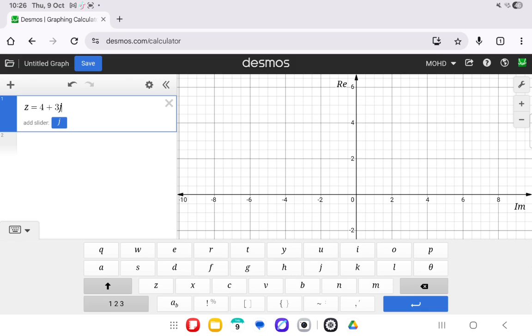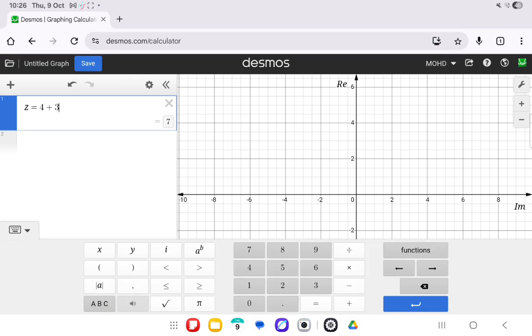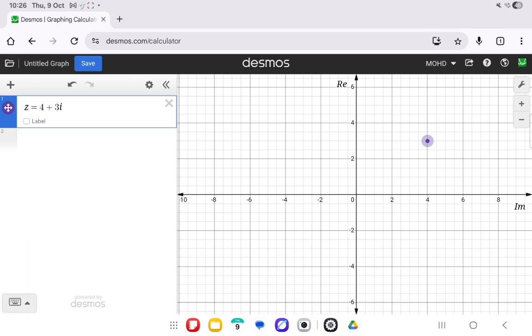As you can see, it doesn't actually plot anything here, because for Desmos, the notation for a complex number is i. So instead of j, let's use i. Now you can see that z equal to 4 plus 3i is plotted in the graph.